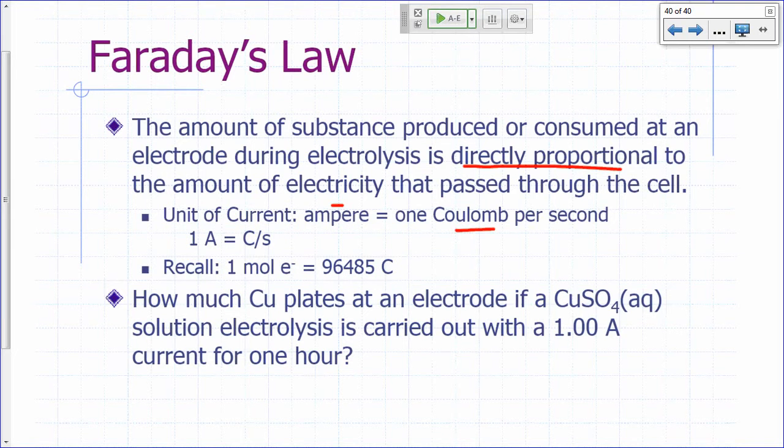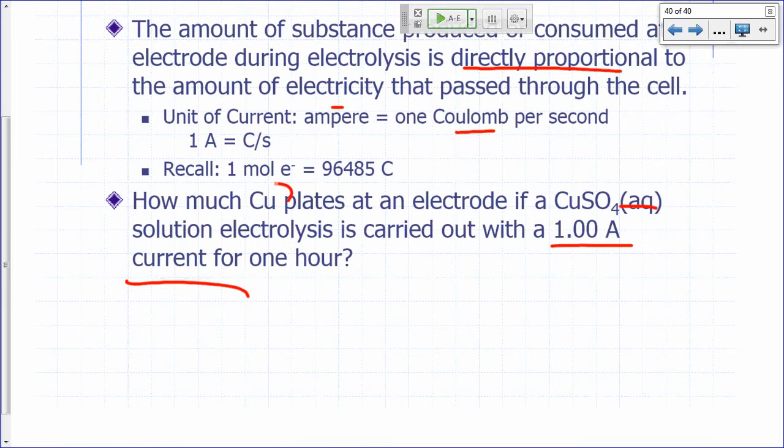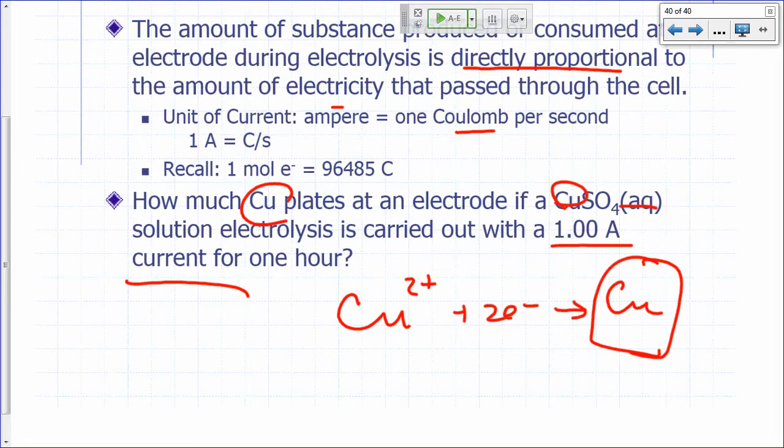How much copper will plate at an electrode if you do an electrolysis of copper sulfate and you carry it out with a 1 amp current for 1 hour? So if you want copper to plate from copper sulfate, what's the half reaction here? Copper ions plus 2 electrons will give you copper, right? That's what you need to accomplish. So how much copper can you make to plate at an electrode using a 1 amp current for 1 hour?